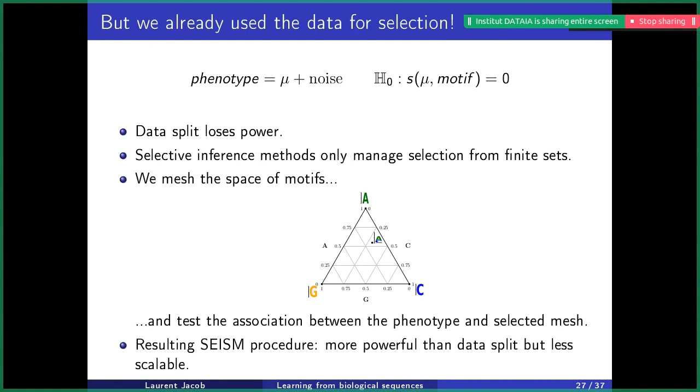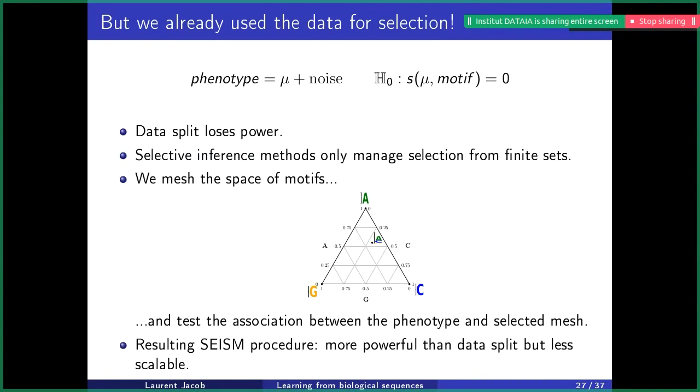So I have a finite set of possible values, and then the association between the phenotype and the mesh that has been selected. We also have contributions on the actual test itself that I won't tell here. And so the procedure that we have is more powerful than doing data split. So it's better if you have few samples, because you don't need to use half of it for selection and half of it for testing.